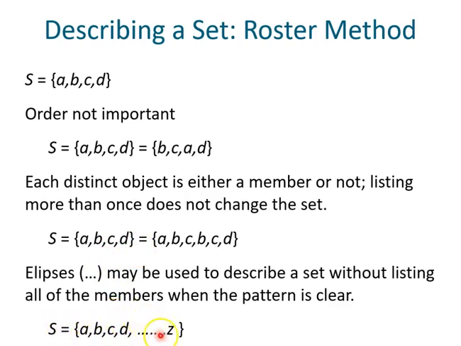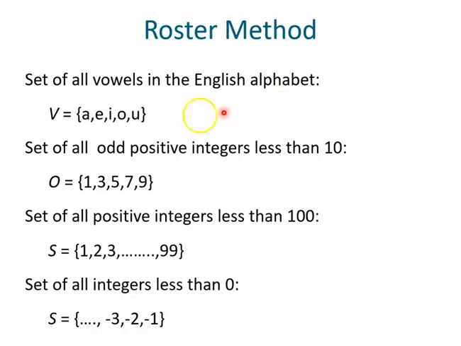This notation here means that the set contains the letters a, b, c, d, and so on, z. It is clear what the pattern is. This is the set of all letters in the alphabet. Here we have some more examples. V is the set of all vowels in the English alphabet: a, e, i, o, u. O is the set of the integers 1, 3, 5, 7, 9. S is the set of the integers 1, 2, 3, and so on, 99. It is clear that this is the set of all odd positive integers from 1 to 99.